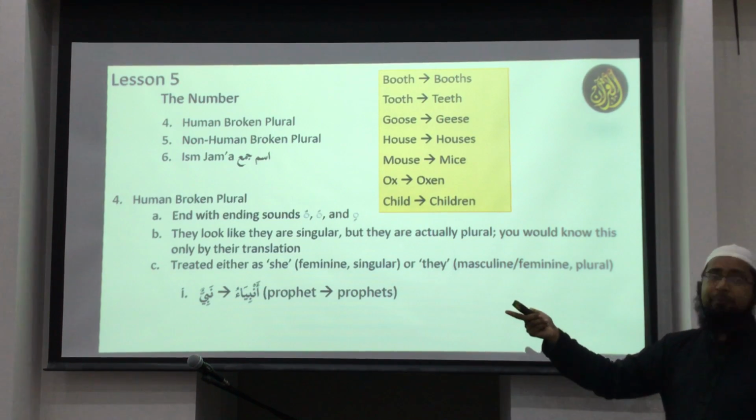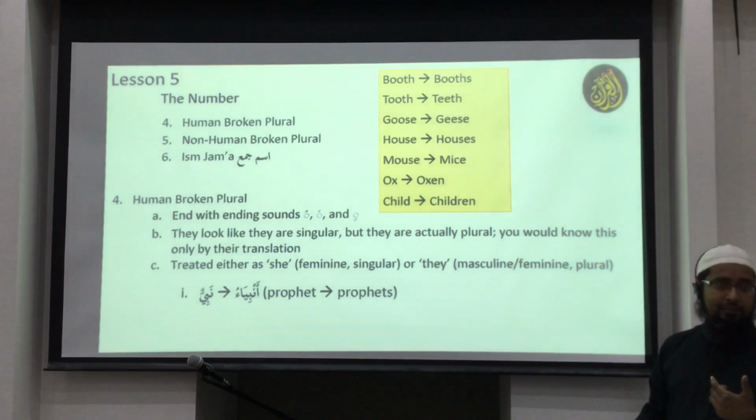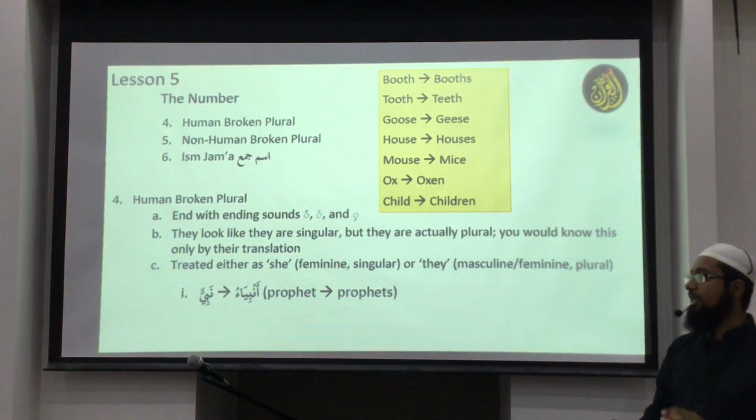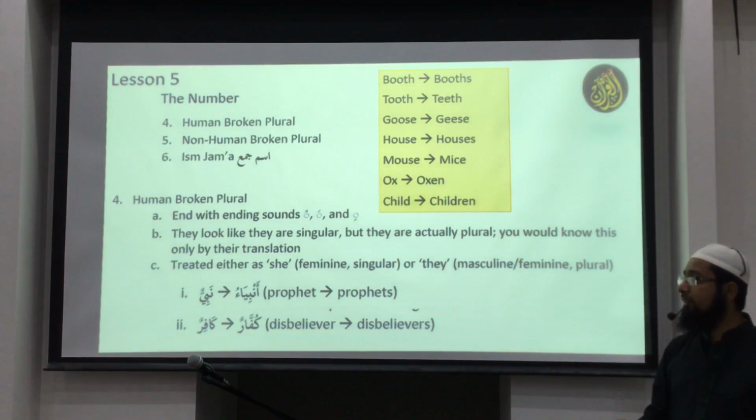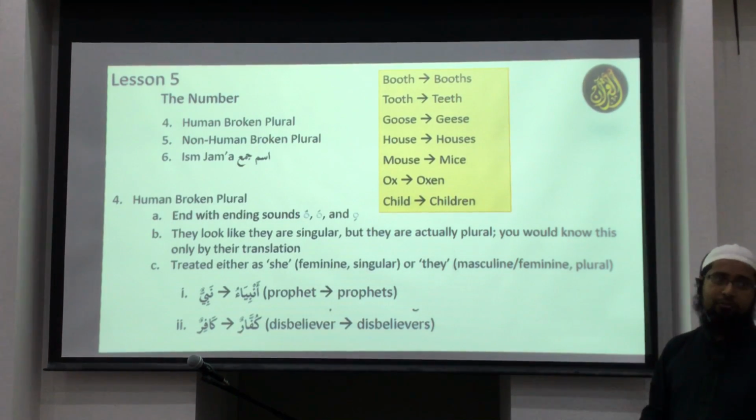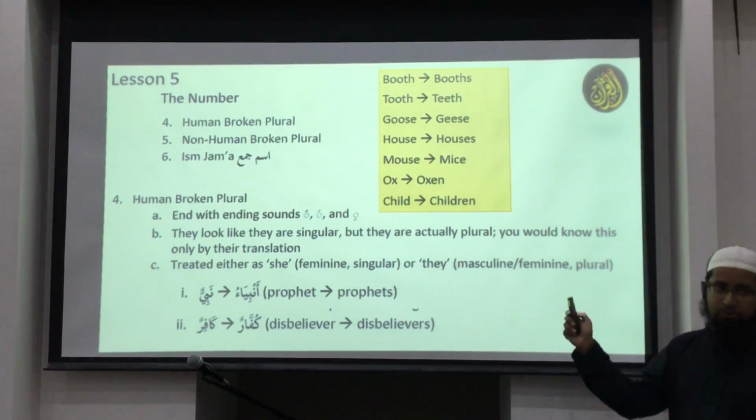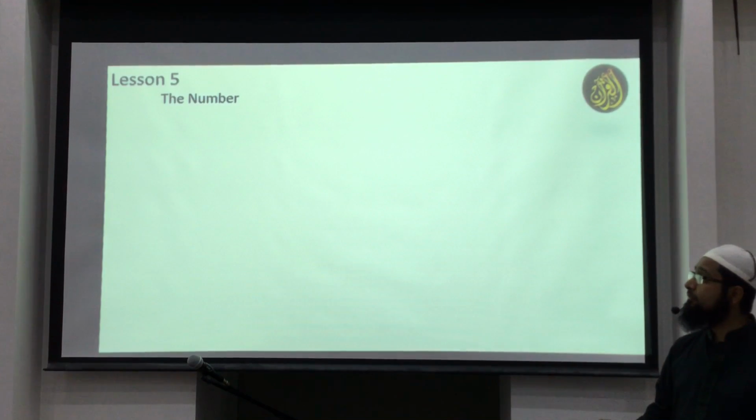For example, Nabi means one prophet. But the plural of Nabi is Anbiya. It's not Nabiyuna or Nabiyina, like Muslimuna, not like that. It's different. Nabi becomes Anbiya. Also, the disbeliever, Kafir, becomes Kuffar. There are a lot of examples like this that we'll do in the exercise, inshallah.